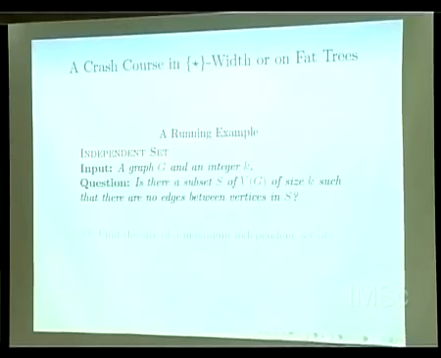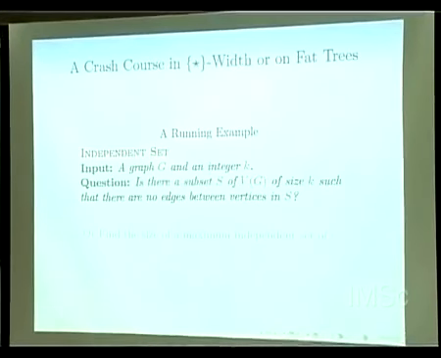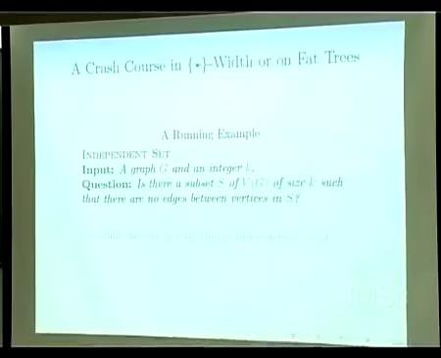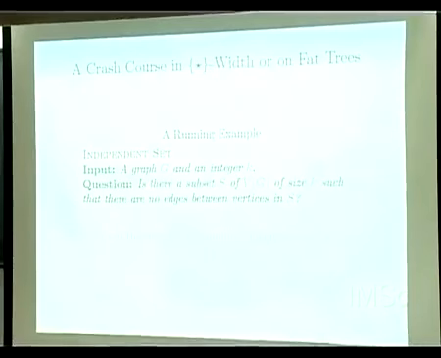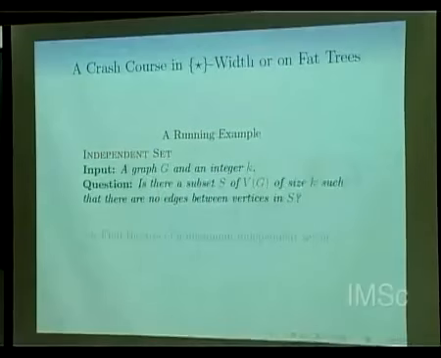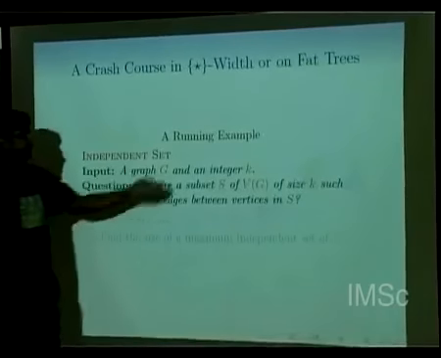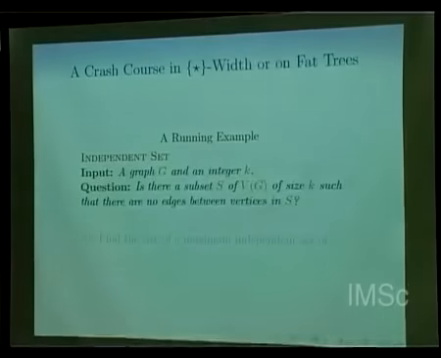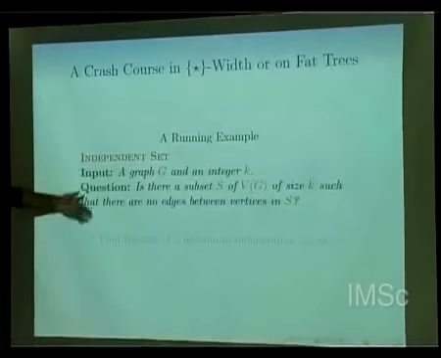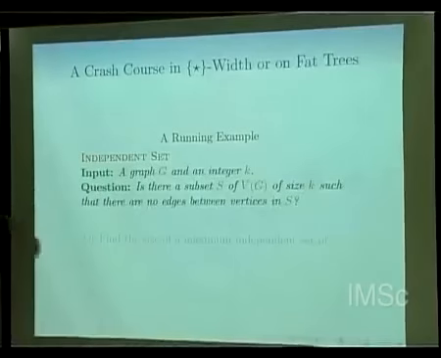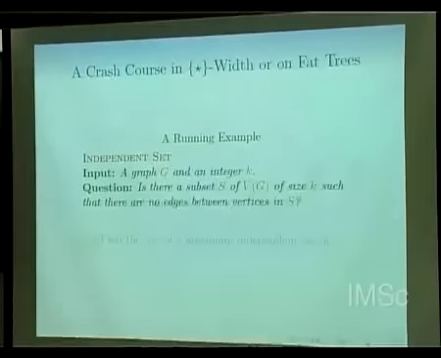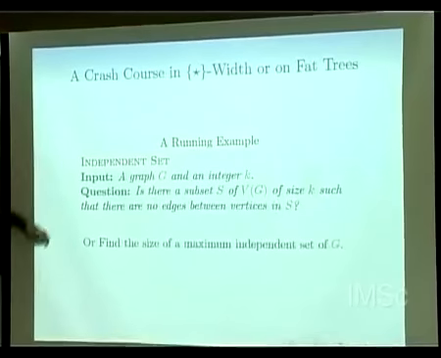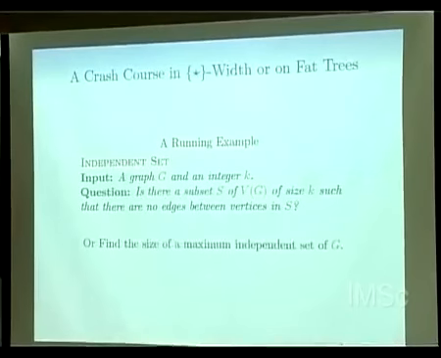So as a running example to explain the kinds of graphs for which these problems can be solved in a very similar way, we will use independent set. I have forgotten the weights for now because they wouldn't matter. So we have a graph G and an integer k, and our goal is to find a maximum size independent set of this graph. This is a decision problem: is there a subset S of V(G) of size k such that there are no edges between vertices in S, or find the size of the maximum independent set of G. We will use this particular example to explain all that I'm trying to say.